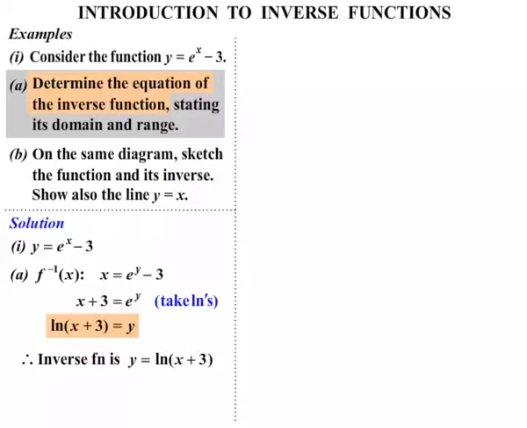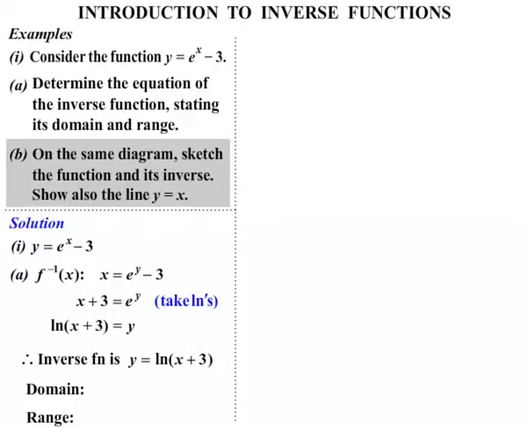So we've done the equation there. Now we've got to work with domain and range. I'm going to write that down, but we will come back to it. It's much easier to find domain and range after we've drawn a sketch. So we need to draw the sketch in part B. Let's move to that. So the sketch, y equals e to the x minus 3 firstly.